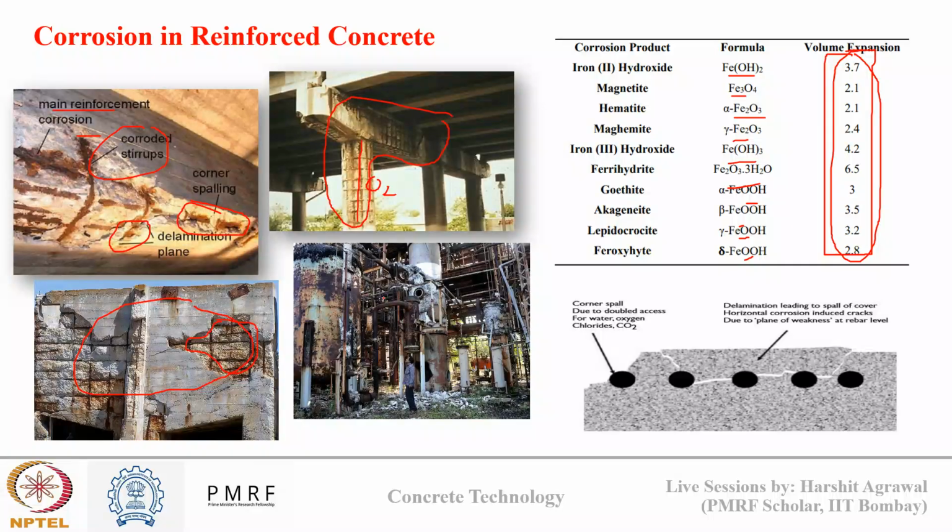And here also you can see a steel structure. This is a steel structure, not even reinforced concrete, which has shown heavy damage due to corrosion. So these brown spots that you can see are due to rust formation, which has degraded the functionality of the steel. So this is how corrosion can affect reinforced concrete.